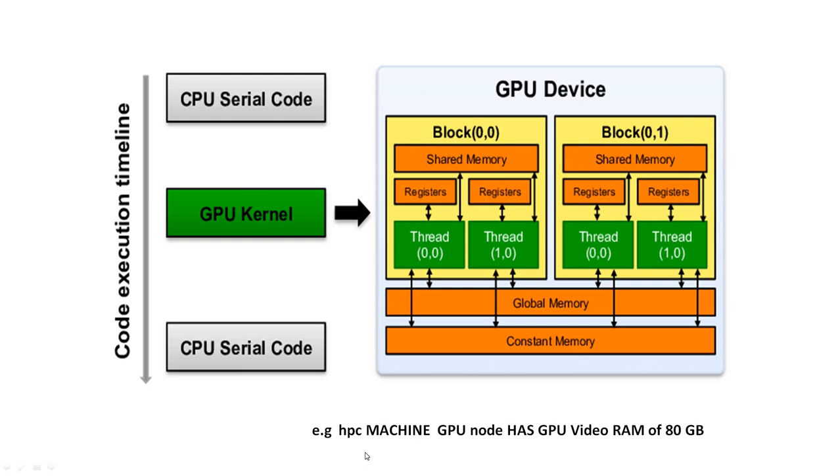Now, for example, in our case, an HPC machine GPU node has a GPU video RAM of approximately 80 GB. And we should also remember that these GPUs come not only with CUDA cores, they also have tensor cores, which are more AI compatible cores.